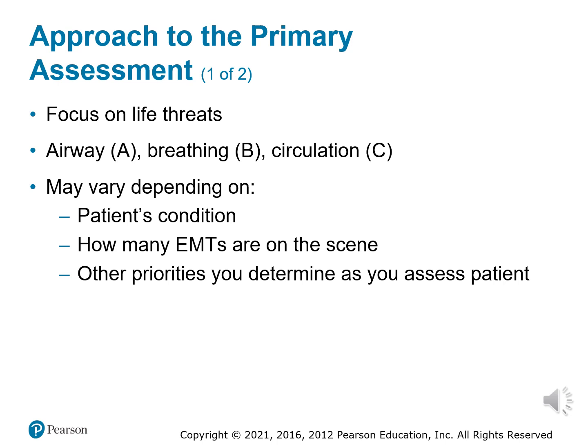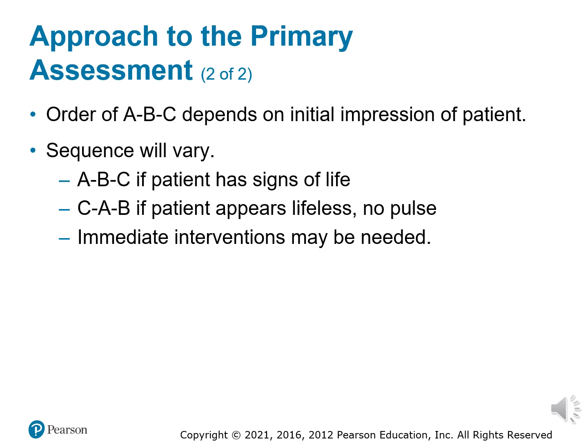You want to focus on life threats: airway, breathing, circulation. It may vary depending on the patient's condition, how many EMTs are on scene, and other priorities you determine as you assess the patient. Order of ABC depends on the initial impression of your patient. The sequence will vary. ABC if the patient has signs of life, and CAB if the patient appears lifeless and has no pulse. Immediate interventions may be needed.